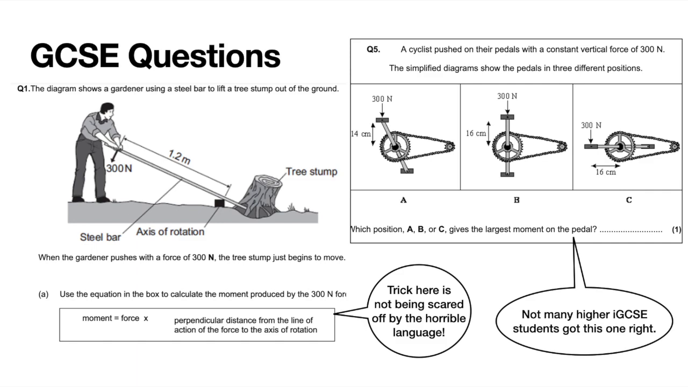This one was very challenging. Not a lot of the IGCSE kids got this in their exam. A cyclist pushed on the pedals with a constant vertical force of 300 newtons. Here are different diagrams of how they pushed down when the pedals were facing upwards, when they were diagonal, and when they were totally horizontal. Which position, A, B, or C, gives the largest moment on the pedal? If you're not sure, don't worry too much about the numbers. You could just picture a bike and, knowing what you know, which one of these is going to make the bike turn more.